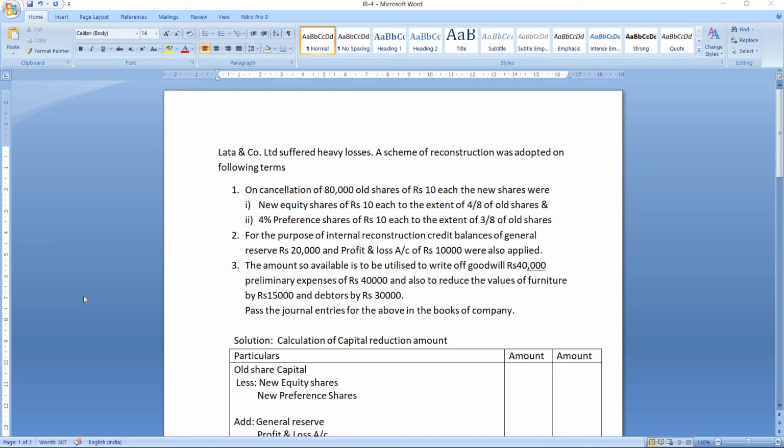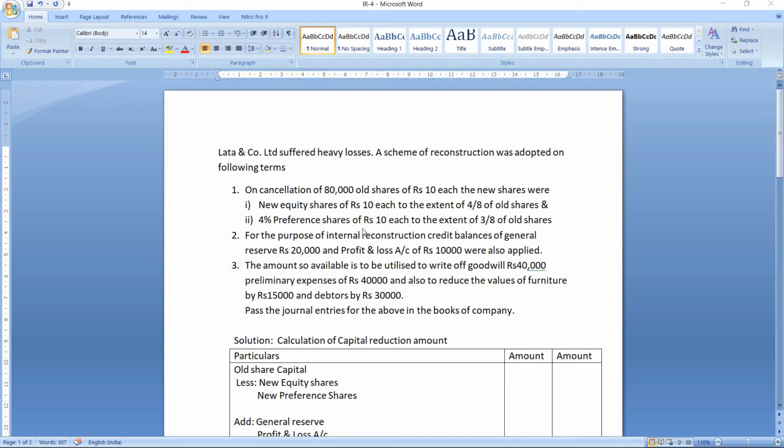First one, on cancellation of 80,000 old shares of rupees 10 each, the new equity shares of rupees 10 each to the extent of 4 by 8 of old shares and 4% preference shares of rupees 10 each to the extent of 3 by 8 of old shares. So earlier the company was having 80,000 shares of rupees 10 each. So in place of that you have to issue new equity shares of rupees 10 each to the extent of 4 by 8, and to the extent of 3 by 8 you have to issue 4% preference shares.